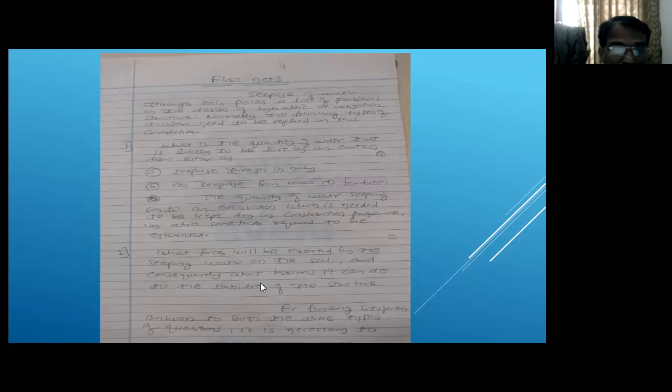Second is, what forces will be exerted by the seepage water on the soil, and consequently what harm it can do to the stability of the structure. Now, the next important question is, because of seepage, there will be force, there will be pressure. So how much pressure and how much force is there, and how is it going to harm the stability of the structure? That also you should have knowledge of.